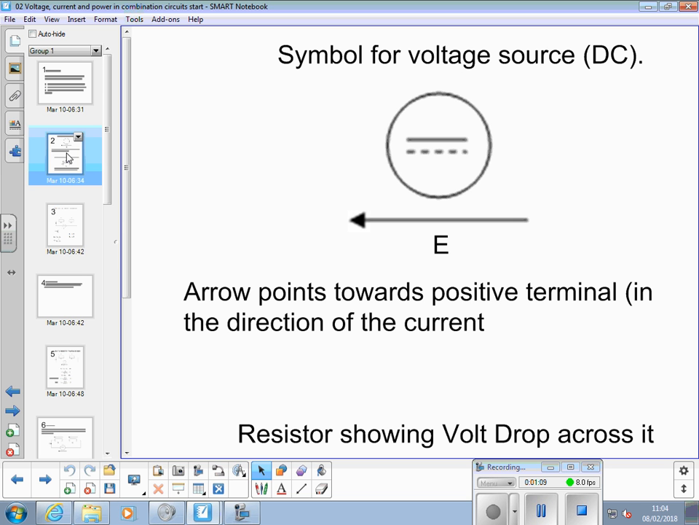The arrow points towards the positive terminal and indicates the direction of the current. So here, if we put our wires on, this would be the positive terminal, and in a closed circuit conventional current would flow that way. So with sources, the current arrows go in the direction of the voltage arrow, which indicates the positive terminal.